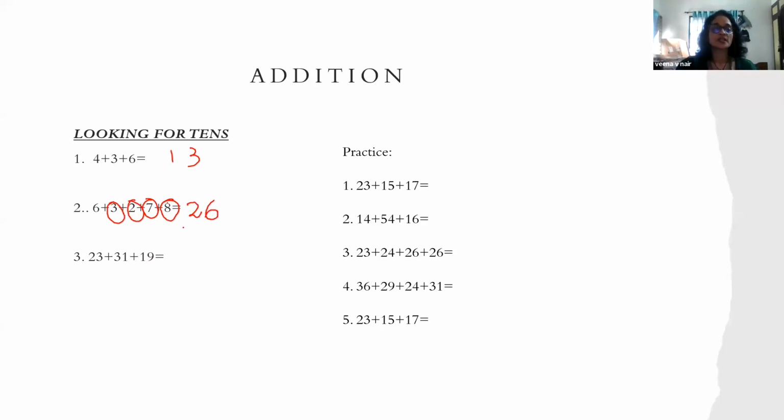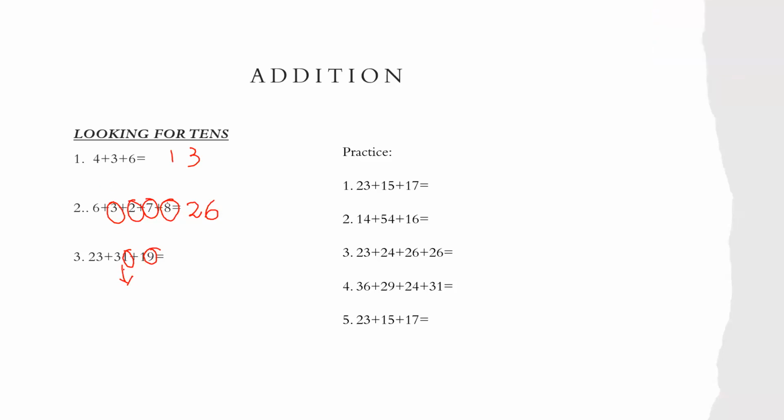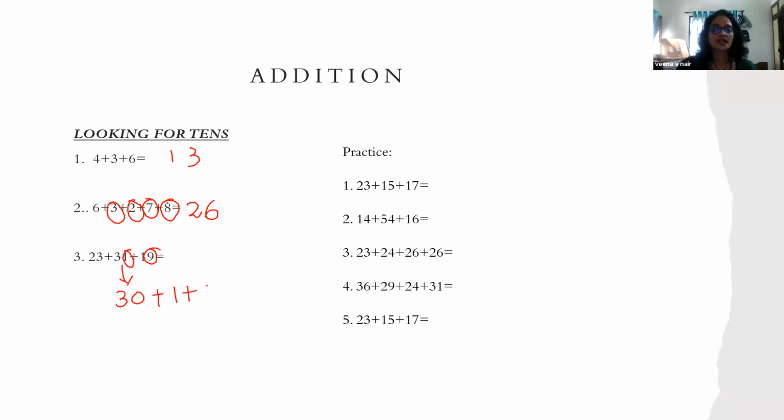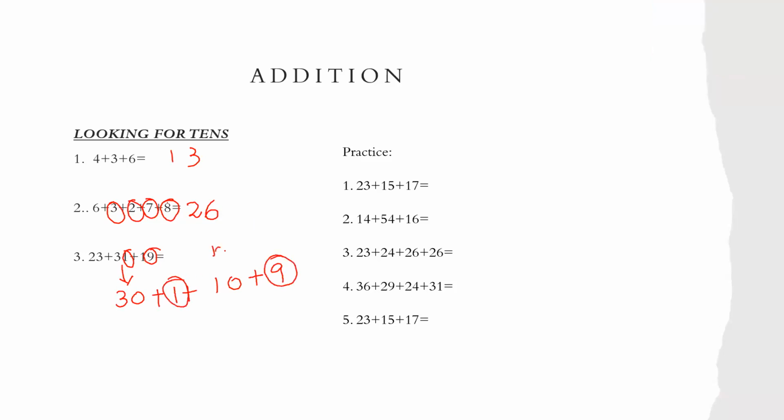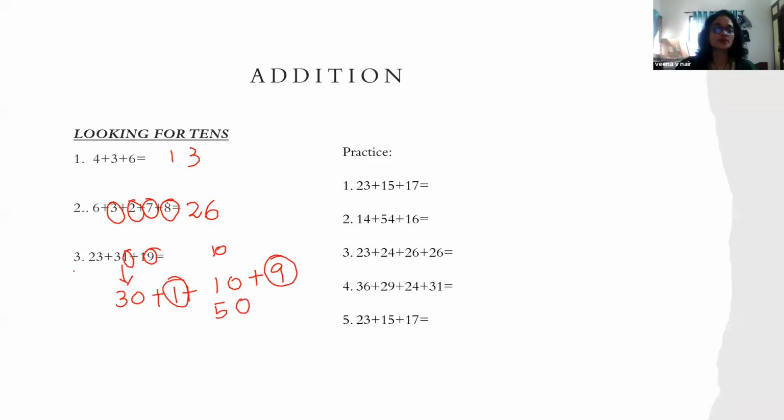Now how will we look at the third question? 31 plus 19 plus 23. Look at the units. 1 plus 9 makes 10. So 31 plus 19, how much will it be? How will you write 31? 31 we can write as 30 plus 1, and 19 we can write as 10 plus 9. So this 9 and 1 become a pair, so it becomes 10. So what is the answer? 50. Right. Now 50 plus 23 is 73. Very good.